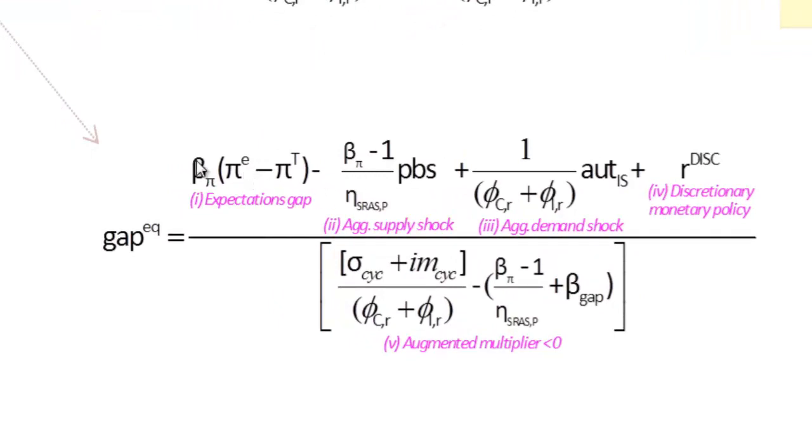Little tiny pieces. I want to talk about these terms that are here in the numerator. This first term here is the expectations gap. Then we have an aggregate supply shock. Then we have an aggregate demand shock. And then we have discretionary monetary policy. And then down here, we have a big hairy term, but in a second you're going to see that it's actually quite familiar, and it looks like the multiplier that we learned, but it's been augmented with another term that comes from the RT curve, so we're going to call this the augmented multiplier.